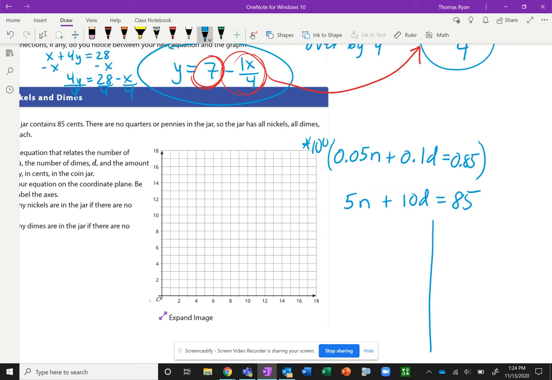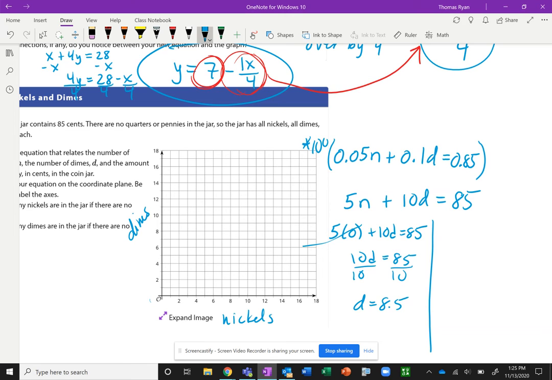So we'll split this. So we have 5 times 0 nickels plus 10D equals 85. So there's nothing there, so 10D equals 85. Divide by 10 to solve is going to be 8.5. So let's make our nickels down here and our dimes on the y. So we have 0 nickels and 8.5 dimes. So there's our point, 0, 8.5.